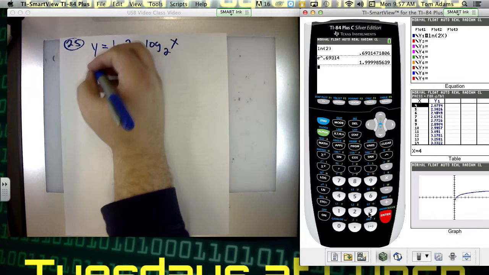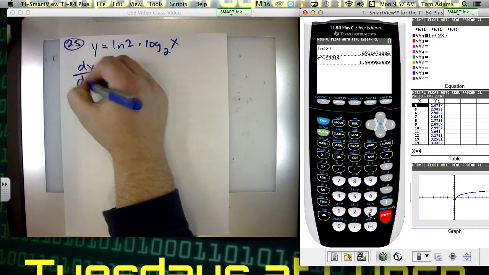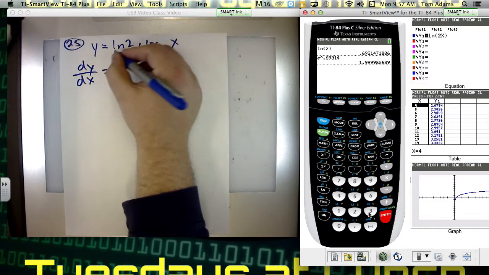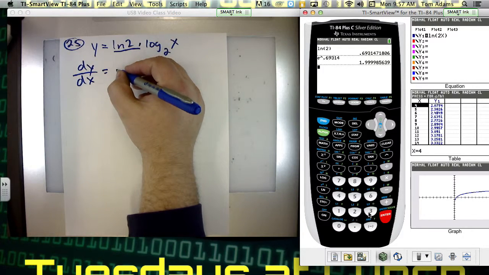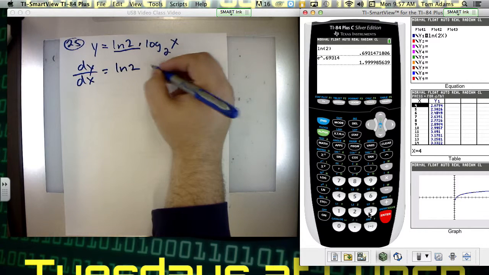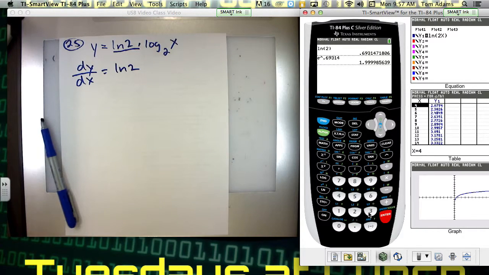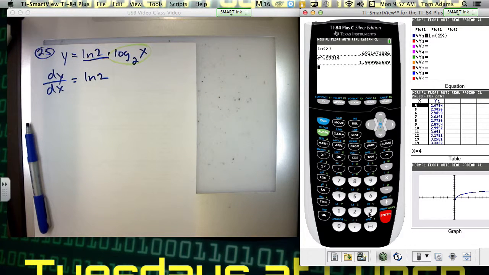So when we take the derivative of something, in other words, if I say dy dx, what do we do with constants? This is a constant, it doesn't change. And when we take the derivative of a constant, we always just toss it to the front. So we're just going to toss that to the front and leave it there. Then really the only thing I need to worry about taking the derivative of is this log base 2 of x. Now that's a plug and chug formula.